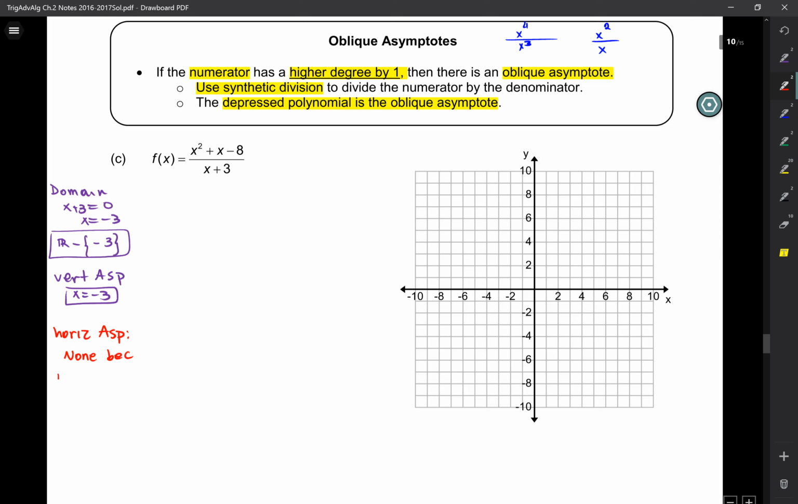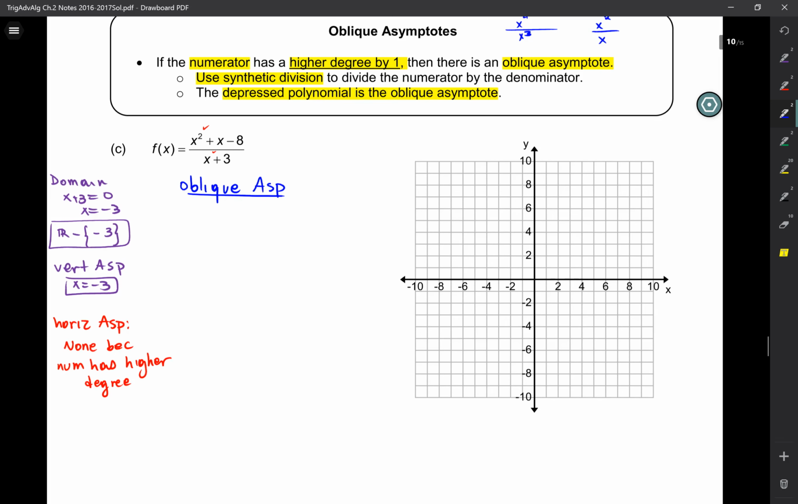None, because the numerator has a higher degree. The highest exponent in the numerator is 2. It's higher than the highest exponent in the denominator. The exponent in the numerator is 2, and the denominator is 1. Right? Now, it doesn't have a horizontal asymptote, but does it have an oblique asymptote? Yes, it has an oblique asymptote. And the reason is that the highest exponent here is 1 more than the one in the bottom. So, how do we find it?